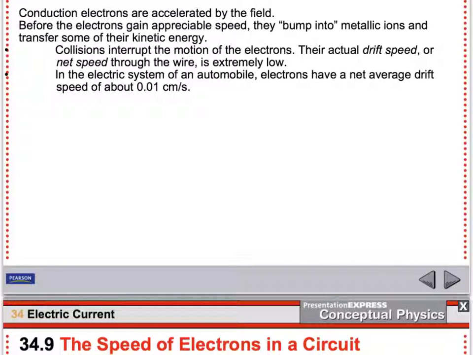Now, on the other hand, electrons are moving around and vibrating very fast inside the wires, but they have no net movement unless there's a voltage. If the voltage is applied, they do have a net movement called drift speed, but it's extremely slow, 0.01 centimeters per second in your average car. So the energy is immediately applied whenever you need it, when you turn the key, but a single electron has a very slow overall movement through the wires.